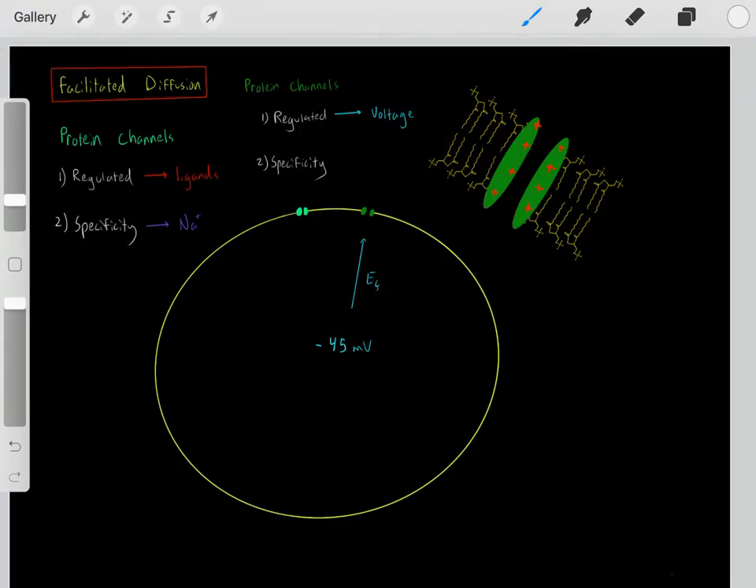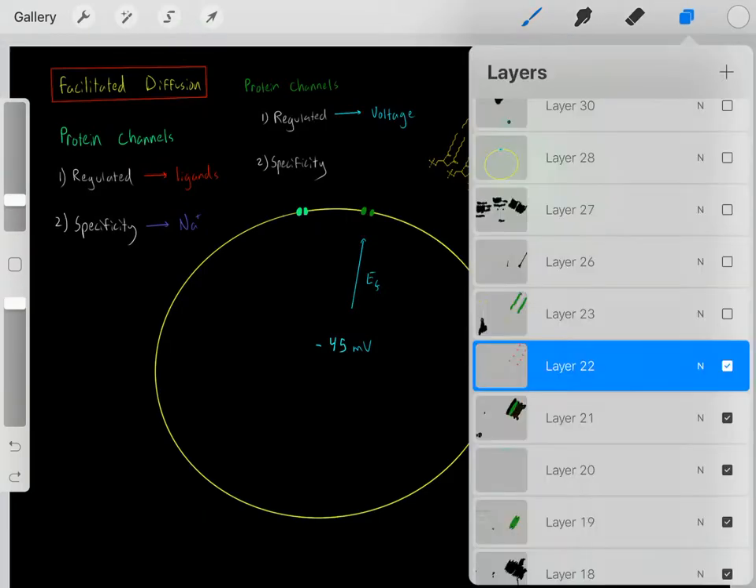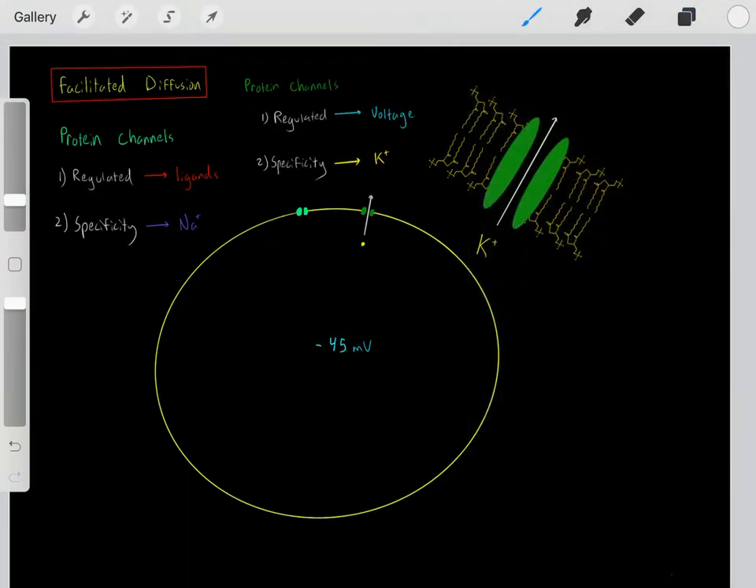But let's say we have the right voltage, and let's say the channel opens. Now what? Well, let's say this channel is specific for potassium ions. So once this channel opens, we know potassium ions are going to flow, and we know they're going to flow with their gradient. And potassium and only potassium ions will be able to flow.